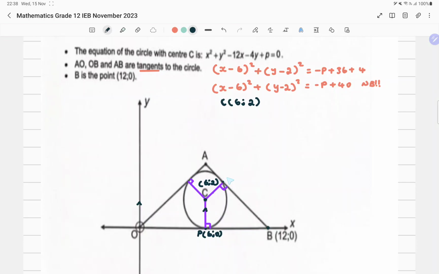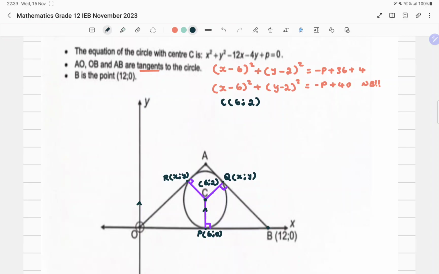Maybe we can call that one point Q. It has some x value and some y value, which we don't know. We can call that one point R. This will also have some x value and some y value, which we don't know at this point.